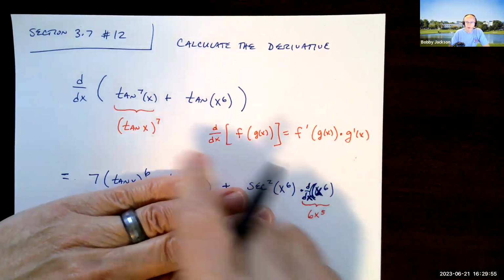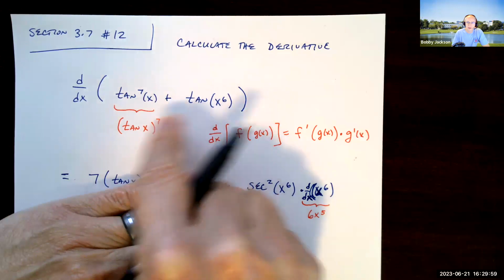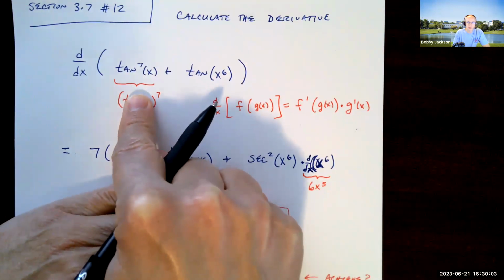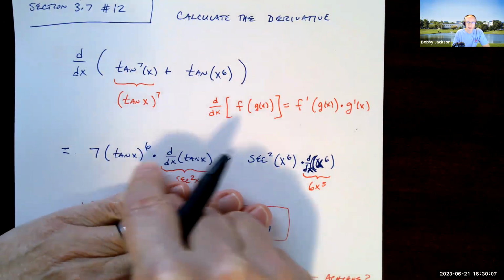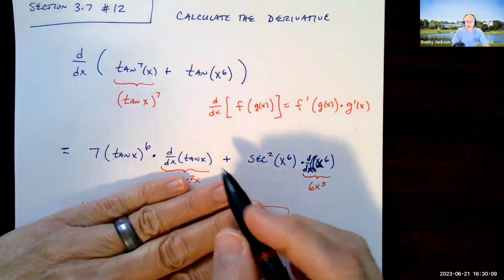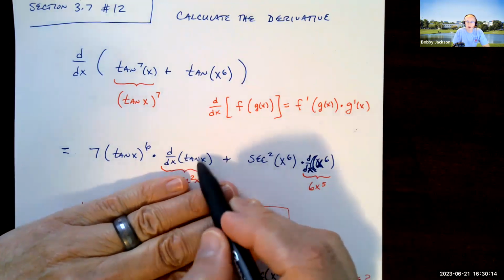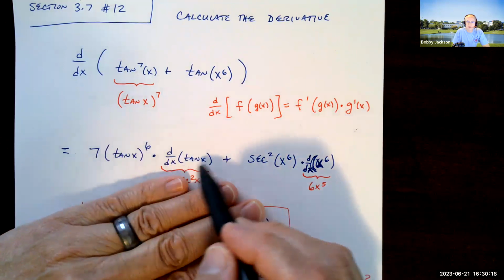Okay, so first of all, the sum, I'm going to take the derivative of this one and then the derivative of this one. When I take the derivative of this one, the outer function is u to the seventh. So the derivative of the outer function is 7u to the sixth, where u is tangent x, times the derivative with respect to x, right, of that inner function. That's the chain rule. This is the g prime right here. This is the f prime of g of x.